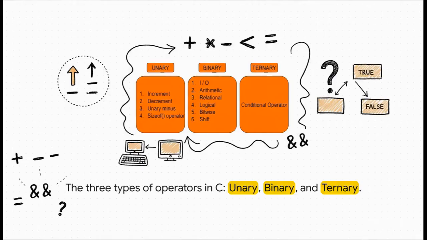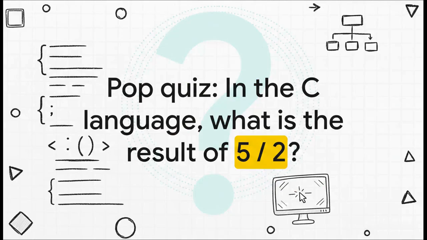Now, to perform actions like math, we use things called operators. These are just the symbols you already know, like plus, minus, equals, and so on. They are the action verbs of the programming world, telling the computer what to actually do. All right, let's have a little fun with this. Time for a pop quiz.